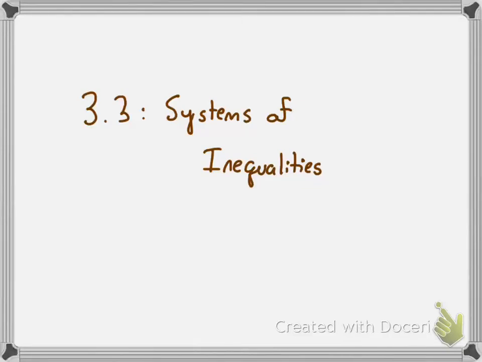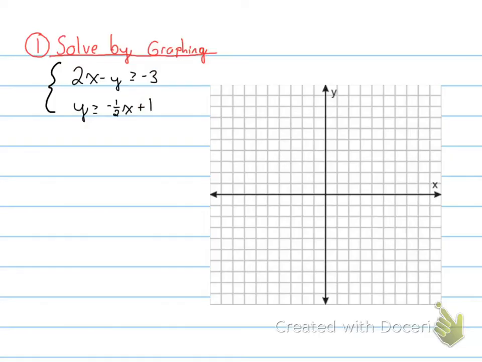In section 3.3, we're going to look at systems of inequalities. This is going to be similar to what we did yesterday, but instead of linear equations, now we're throwing inequalities into it. To see solutions of a system of inequalities, it's by far going to be easiest to look at this by graphing. So if I'm given two inequalities here, I have 2x minus y is greater than or equal to negative 3, and y is greater than or equal to negative 1/2 x plus 1.